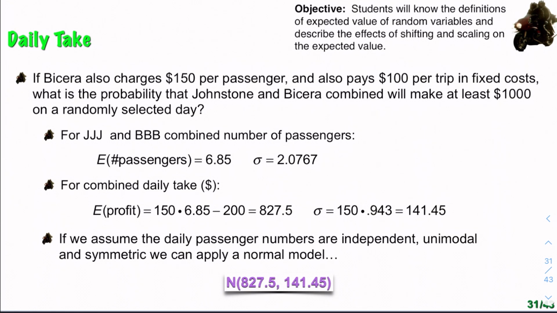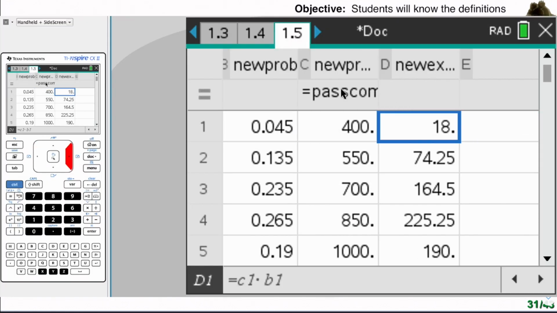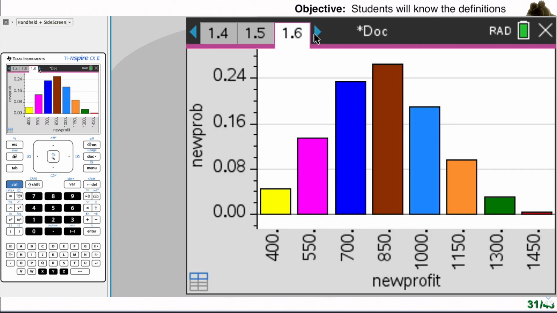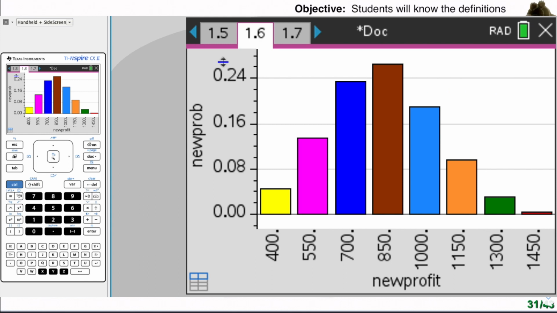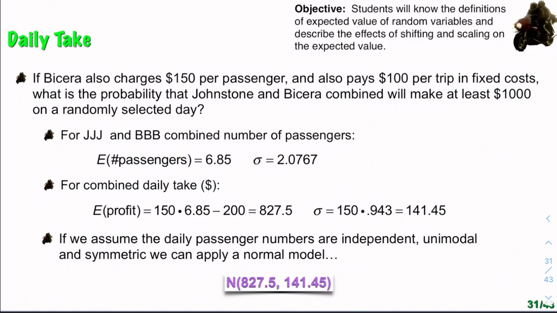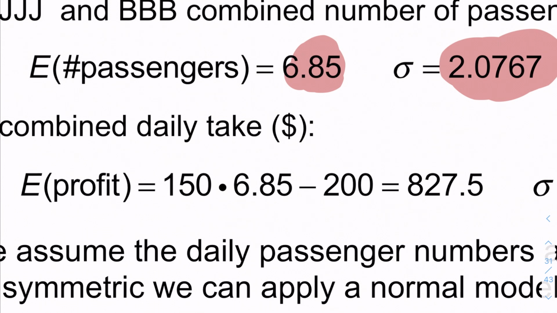So I can take the cost and find the new expected value. And I can see on my calculator I have a roughly symmetric distribution. And what I want to do is then say, what is the profit here? Well, we have the expected value is 6.875. And we know the standard deviation is 2.0767. So let's just do the formula.